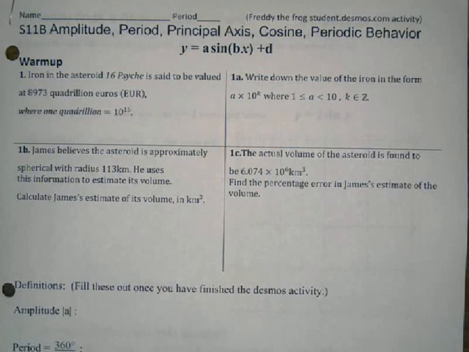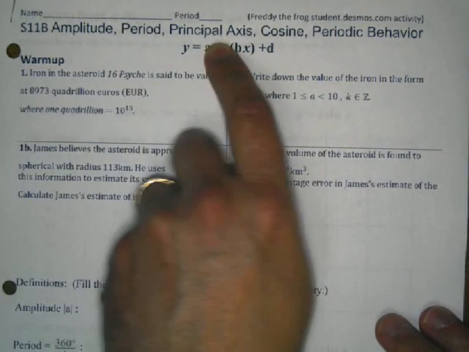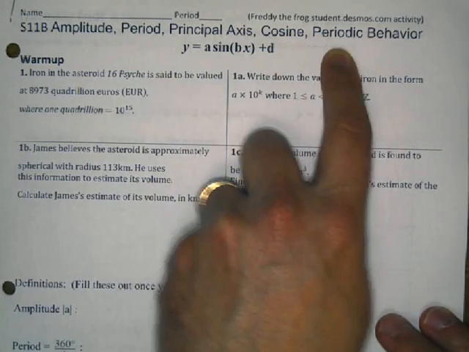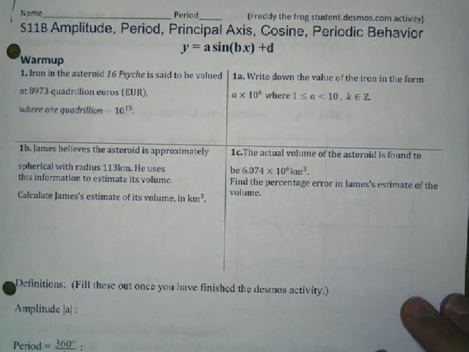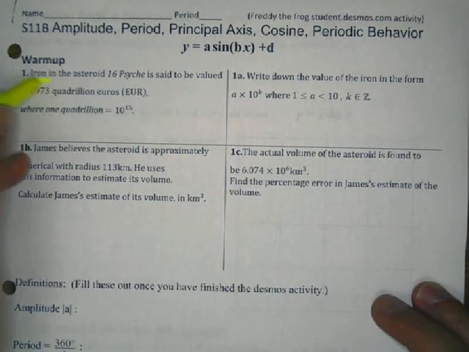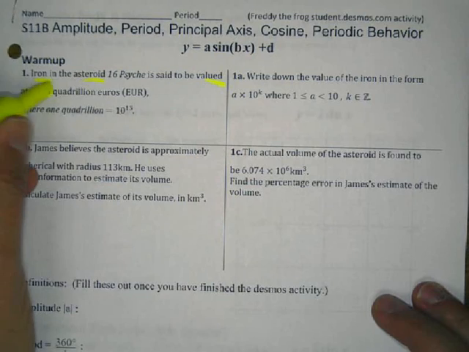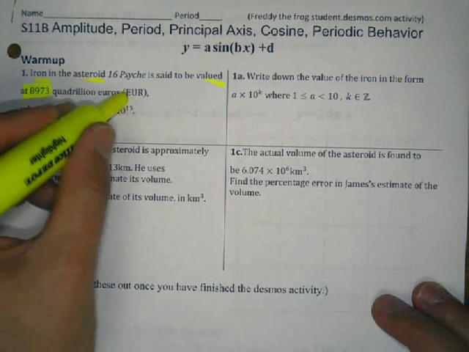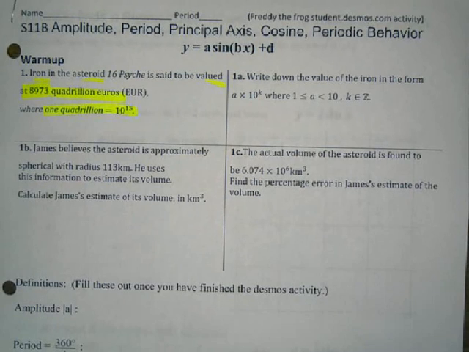All right, we're going to do the S11B amplitude, period, principal axis, and cosine and principal behavior handout. Okay, so first we start off with this problem, and they tell you that this iron asteroid is said to be valued at 8,973 quadrillion euros, and a quadrillion is 10 to the 15th power.